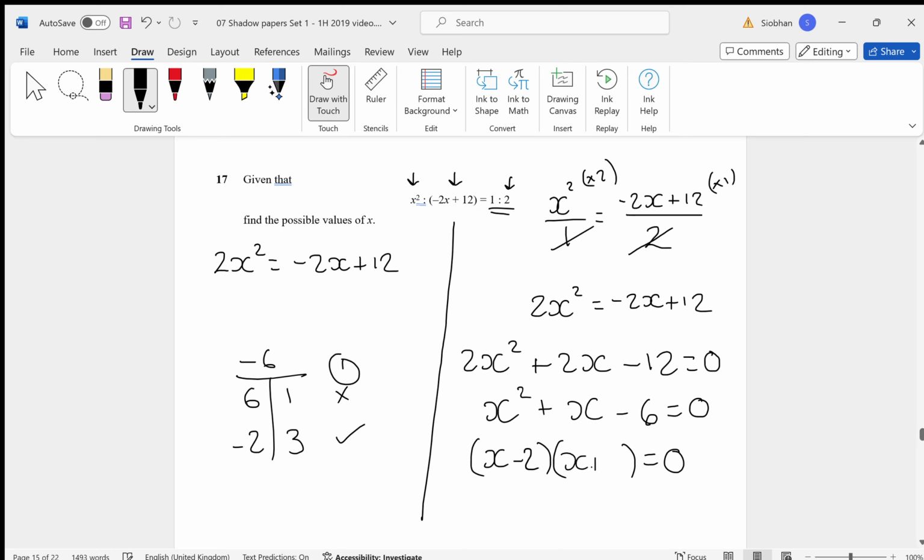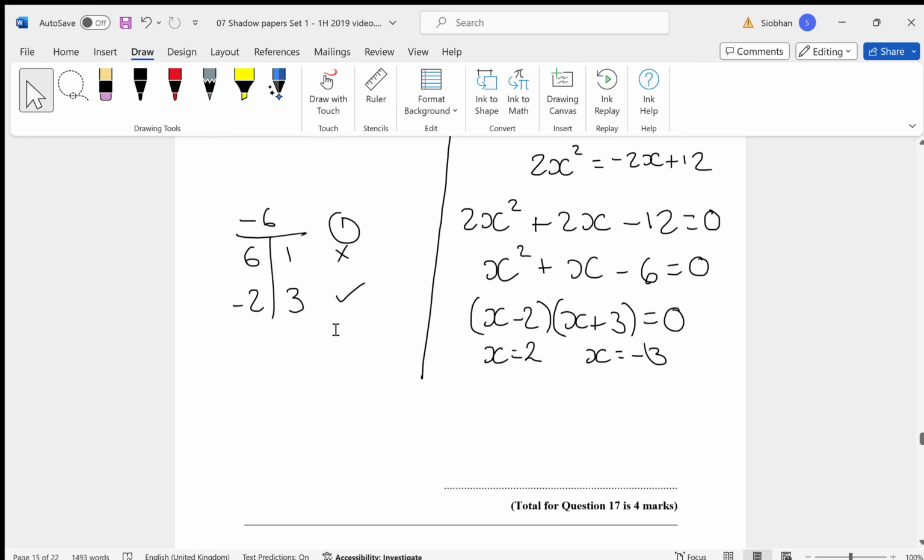So x minus 2, x plus 3. And then remembering to get these brackets equaling 0, what must x be to make this bracket 0? Well, x must be 2. And to make this bracket 0, x must be minus 3. So there you go, there's your two solutions.